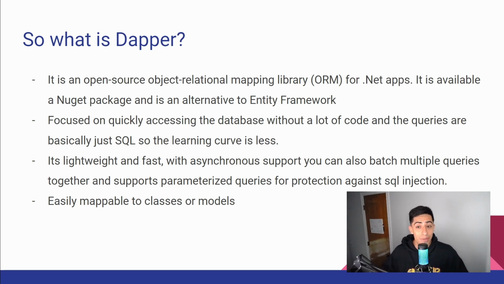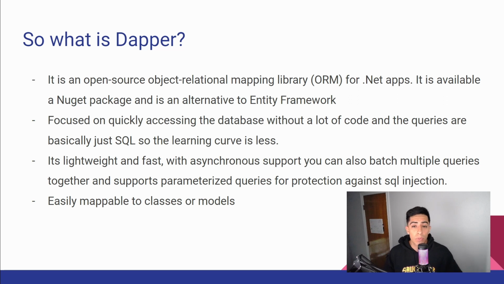So what is Dapper? Dapper is an open source object relational mapping library, or ORM, for .NET applications. It's available as a NuGet package and is an alternative to Entity Framework. It's focused on quickly accessing the database without a lot of code, and the queries are basically just SQL, so at least to me the learning curve is a lot less, especially if you have prior backend experience. You've probably worked with databases and writing SQL queries before, so I think that makes it a little bit easier than jumping in and having to learn everything that has to do with Entity Framework and the way it does its queries. It's also lightweight and fast.